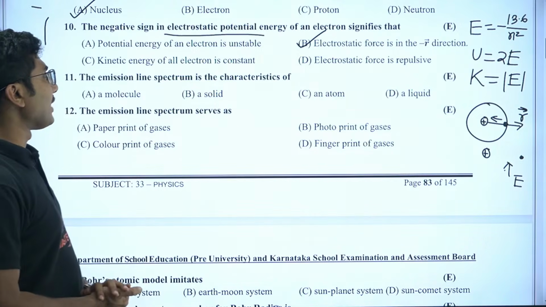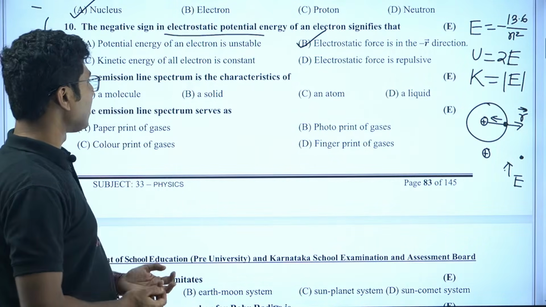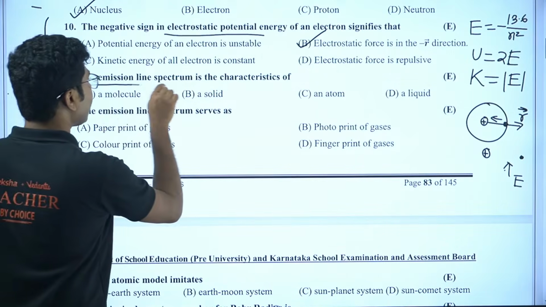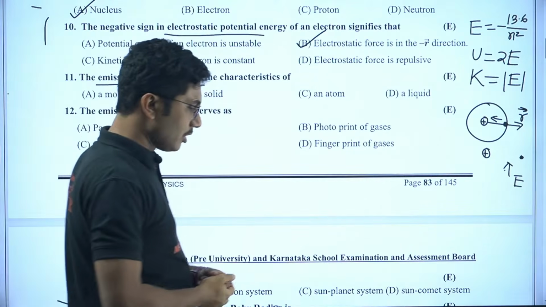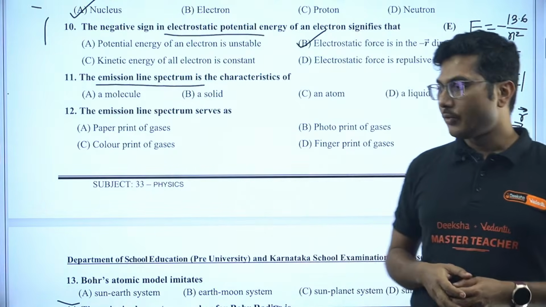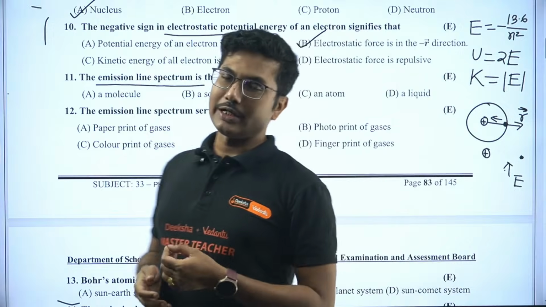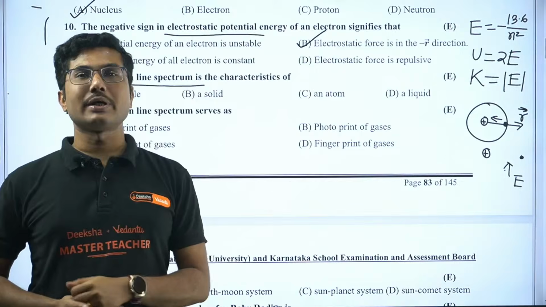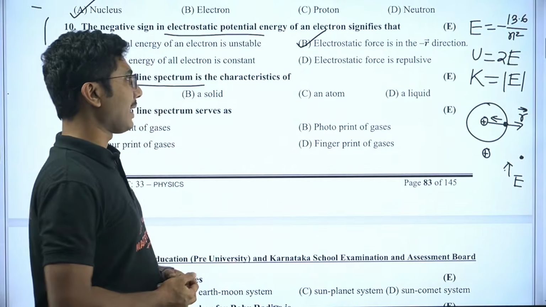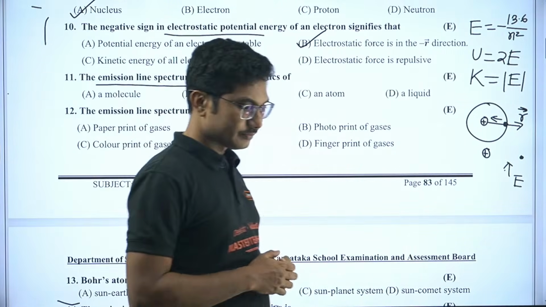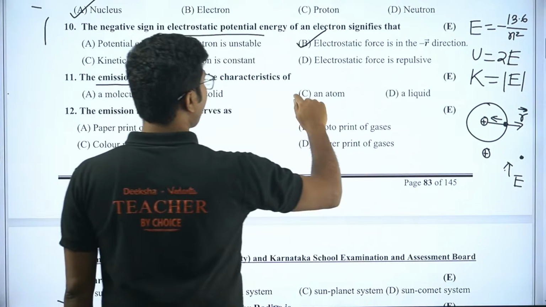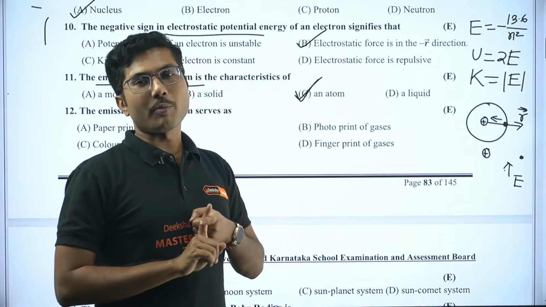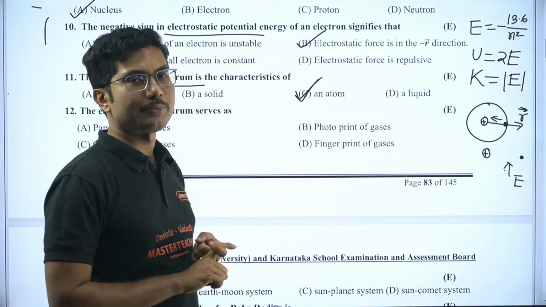The emission line spectrum is the characteristic of a molecule, a solid, an atom, a liquid. So first of all, what is the emission line spectrum? If you give energy to an atom, the ground state electron will go into a higher energy state, and when the electron comes back to the ground state, it emits that energy back. So that is a property of what? Yes, it is a property of an atom. Emission lines and absorption lines are all properties of atoms. Atoms are the only ones giving you spectral lines.